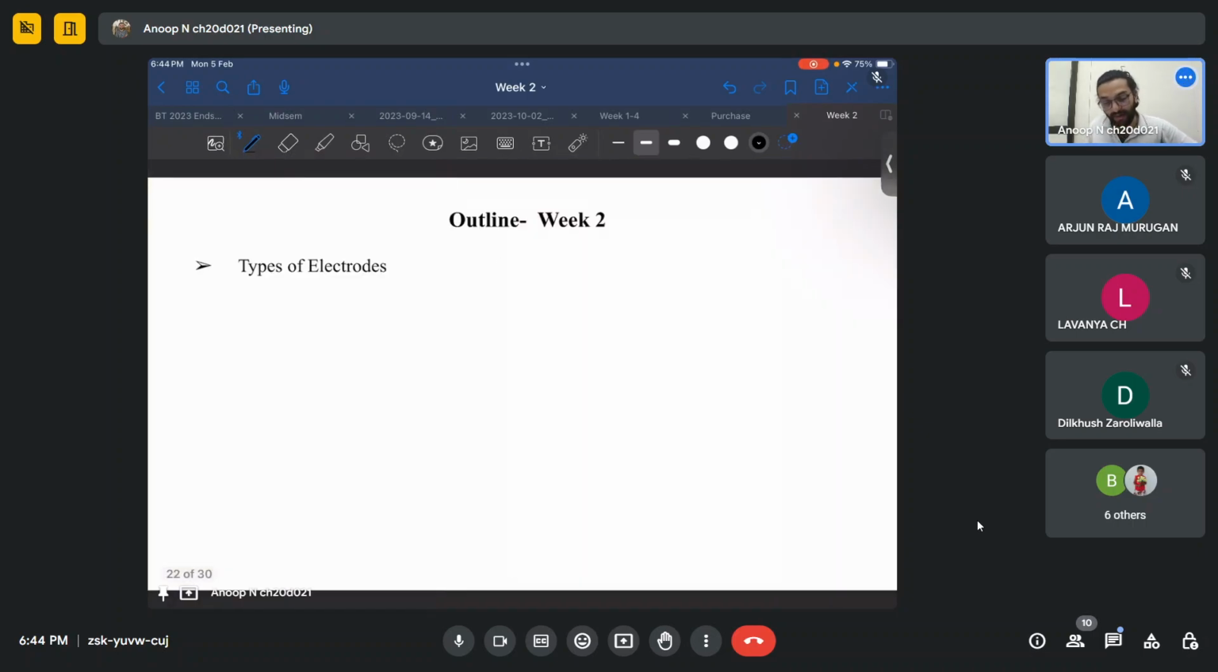So I'll go to the final part I was discussing in this week's lecture, the types of electrodes. What are the four types of electrodes? Can anyone tell me the first type? Here I'll discuss what sir gave us as homework also. So what is the first type of electrode? Metal, metal ion electrode. Can one of you unmute and give an example? Yes, refresh your memory.